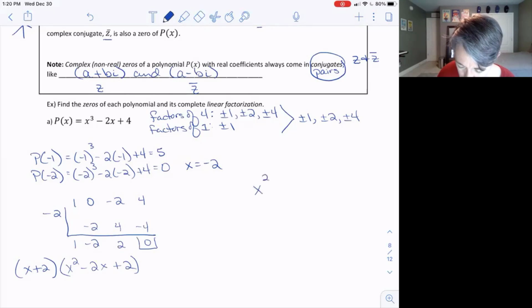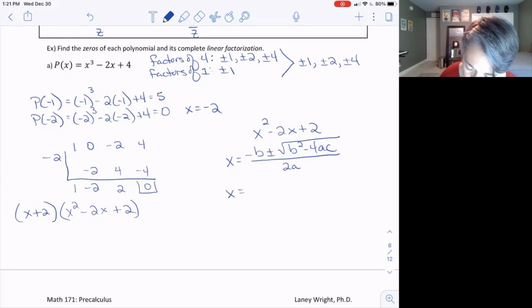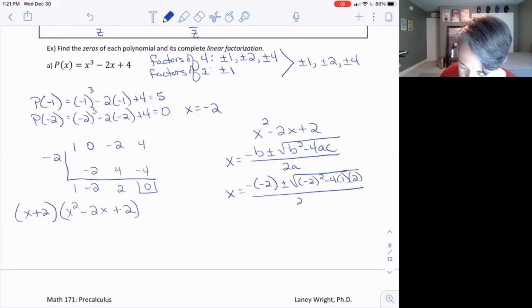Let's see if we can factor this guy, x squared minus 2x plus 2. Well, he's not factorable. There's no factors of a positive 2 that would add up to a negative 2. So we can do our quadratic formula. Don't forget your quadratic formula is the opposite of b plus or minus the square root of b squared minus 4ac all over 2a. So when we plug in those values, the opposite of a negative 2 plus or minus the square root of negative 2 squared minus 4 times 1 times 2 all over 2 times 1.